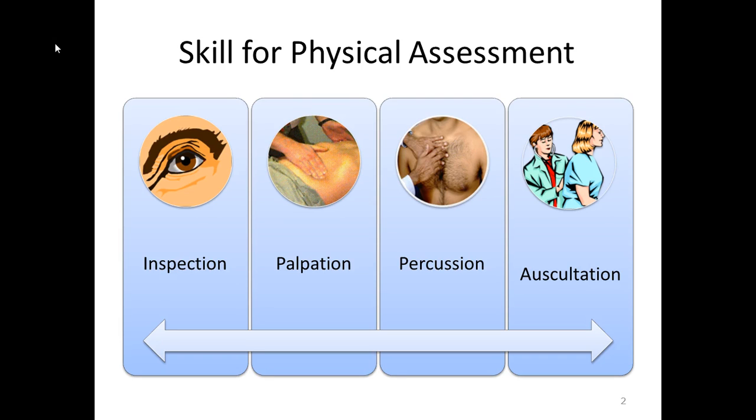Inspection is defined as viewing the patient visually. Palpation is a technique of pressing the patient's tissues to evaluate for texture, temperature, dampness, organ location, and size. Percussion is tapping on the body part and listening for the sound that is emitted. And then auscultation is listening with a stethoscope to various parts of the body.